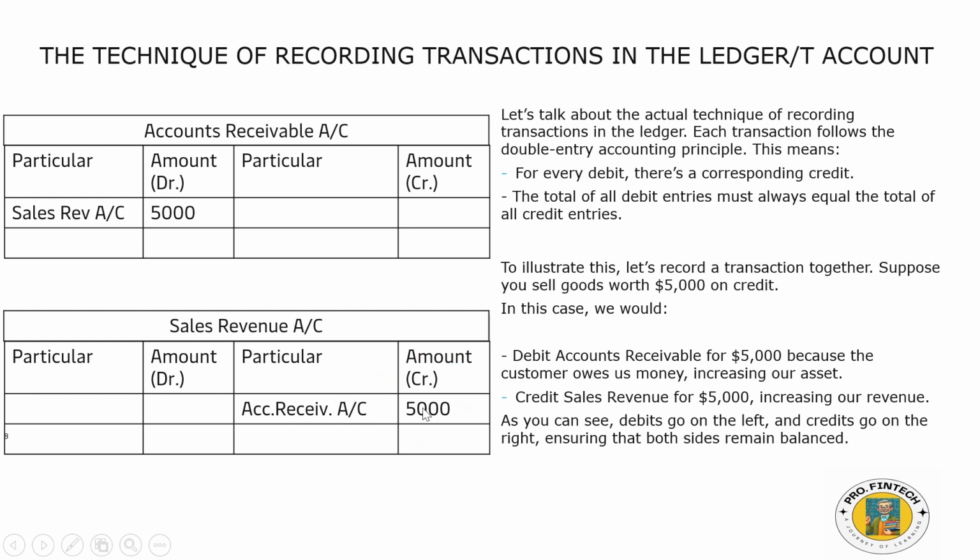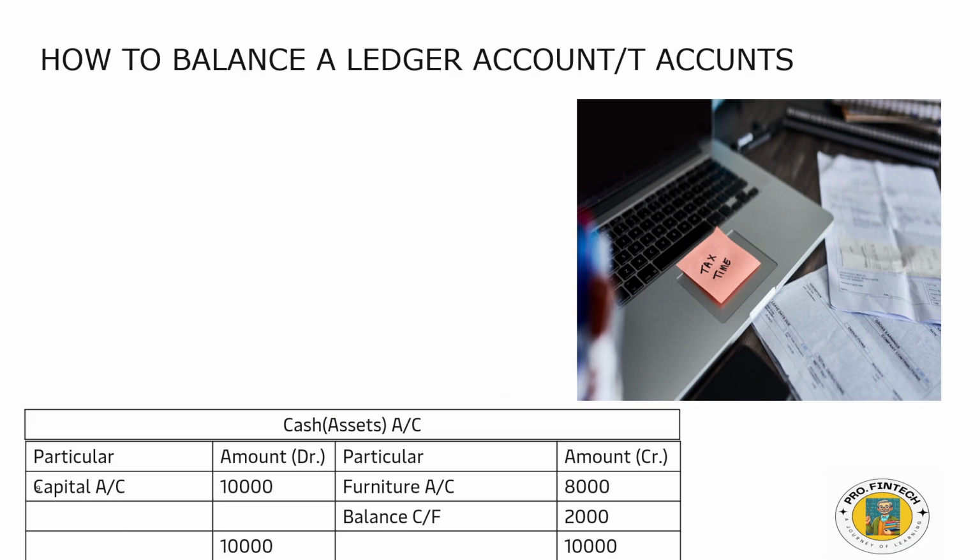So for this entry, where is the corresponding entry? It's in the accounts receivable account, and so this is how it works. Let's move on to the next topic, how to balance a ledger account or T account.